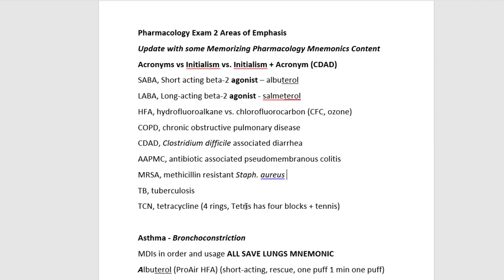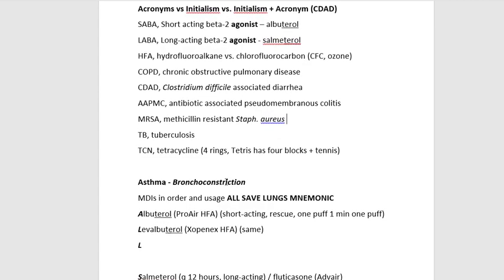So it was TETR from tetra, meaning 4, and then IS from tennis, because the guy who invented tennis liked tennis, or Tetris liked tennis. So it ended up becoming Tetris, and each of those had 4 blocks. But those are some of the acronyms that we're going to see in the second exam that have to do with respiratory or that have to do with immune/antibiotics and things like that.